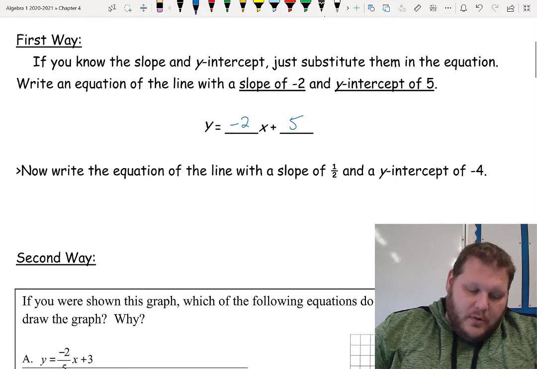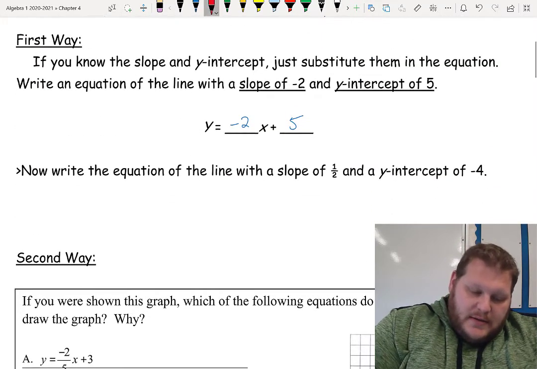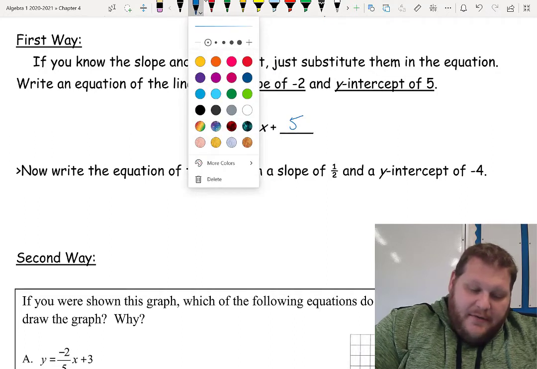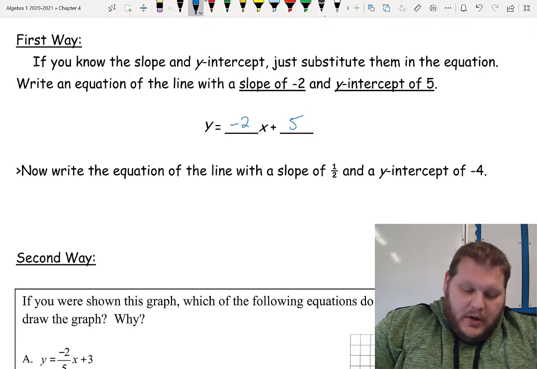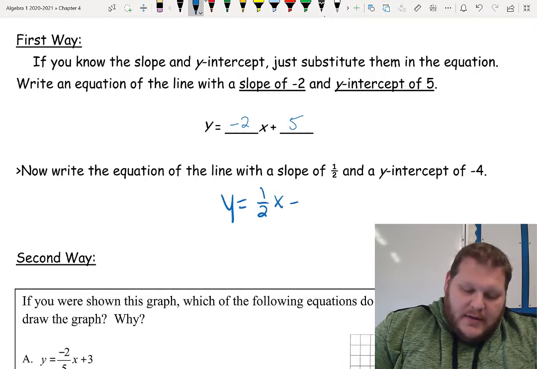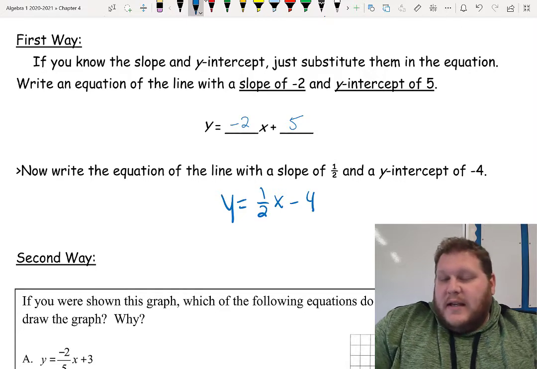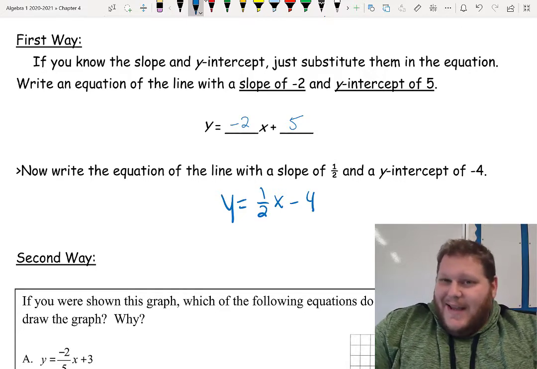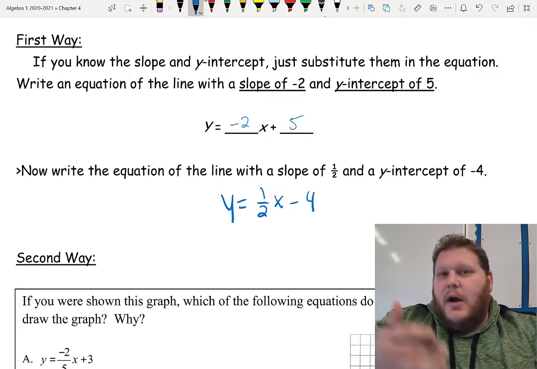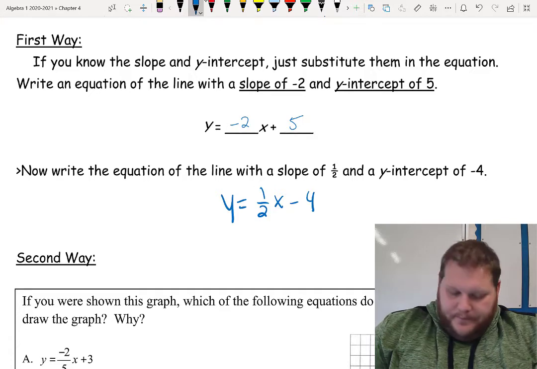If we try that again real quick, just to make sure we're good on this, with a slope of 1/2 and a y-intercept of -4. Plugging that into our equation, we end up with 1/2 x and then -4. Technically, you could put -1/2 x plus -4, but we usually just write a negative slope or a negative y-intercept as a minus in the equation.